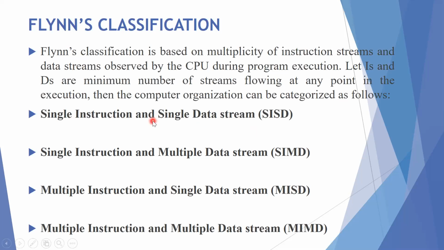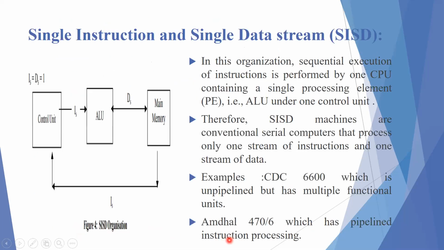We have four main classifications. We have the single instruction and single data stream. The next one is single instruction and multiple data stream architecture. The third one is multiple instruction, single data stream architecture. And the last one is multiple instruction, multiple data stream architecture. Let's start with the first one.